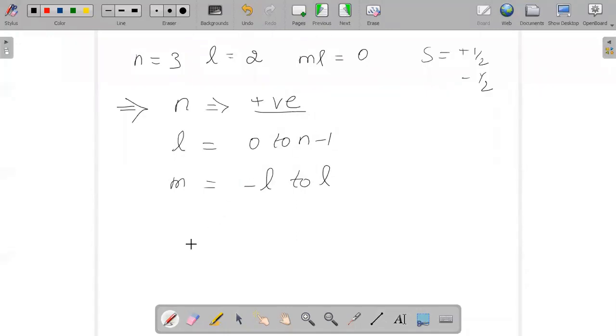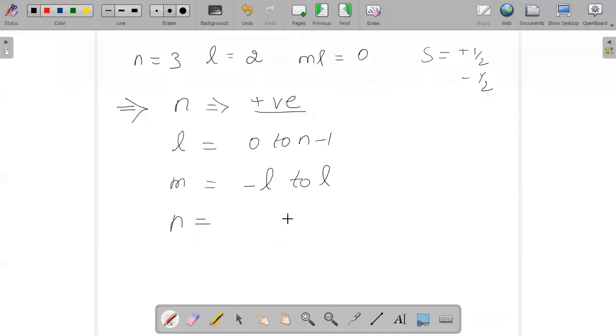In some places, if you do the tests in our package, you will come across these types of questions. So it is important that you take the test and see what the question format is like. In some places they may give you only the value of n and ask you to calculate the other quantum numbers.